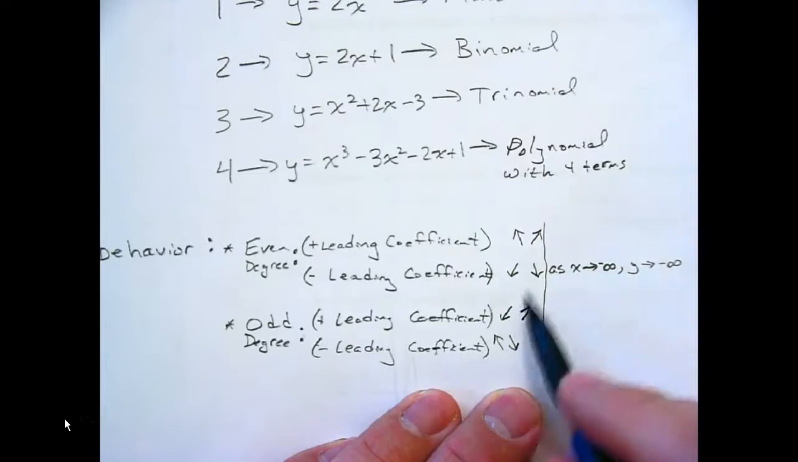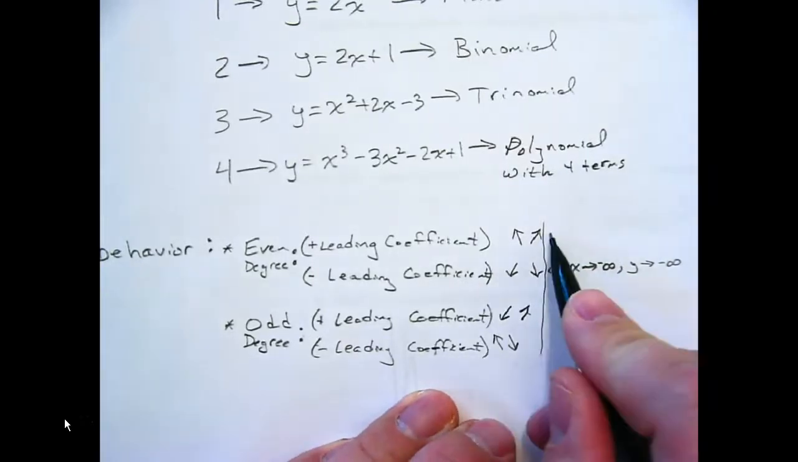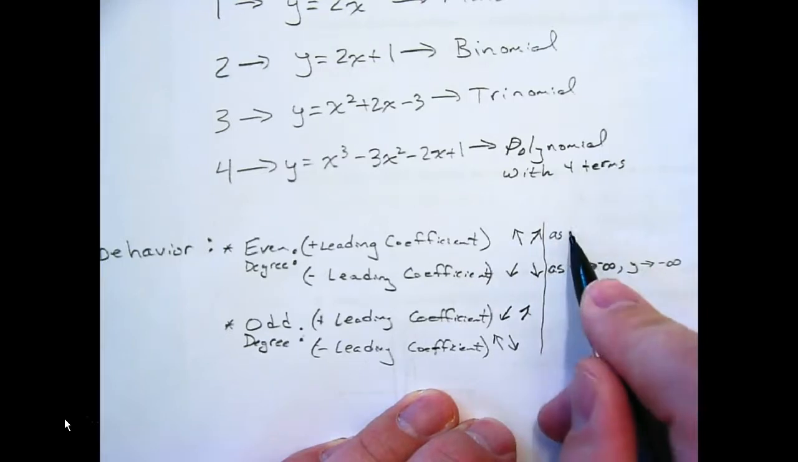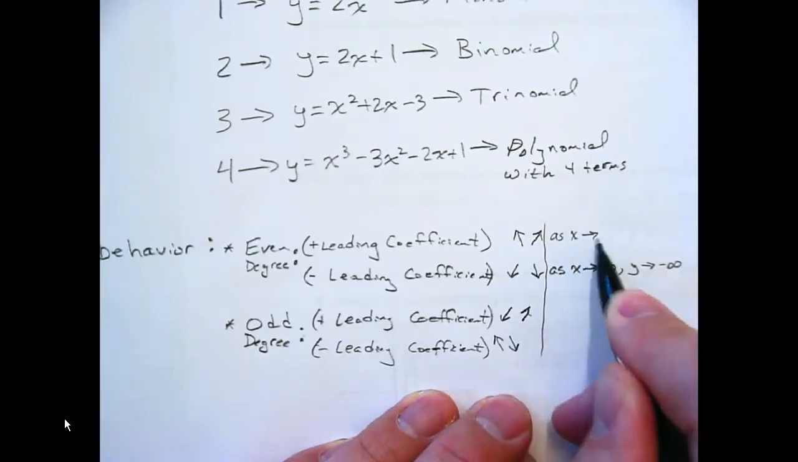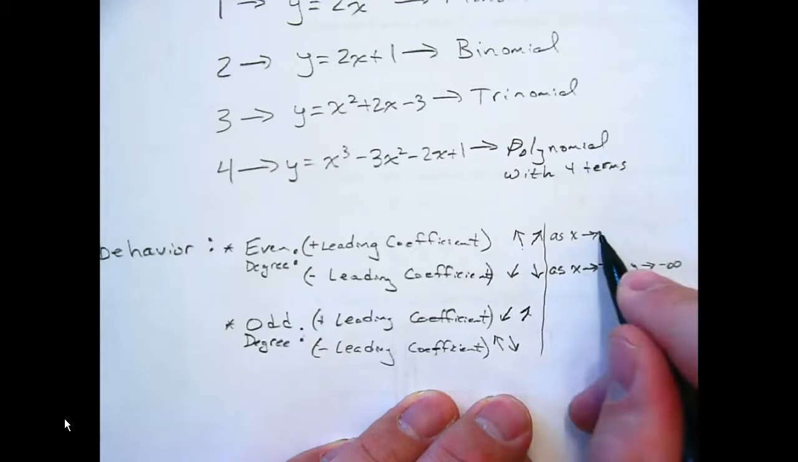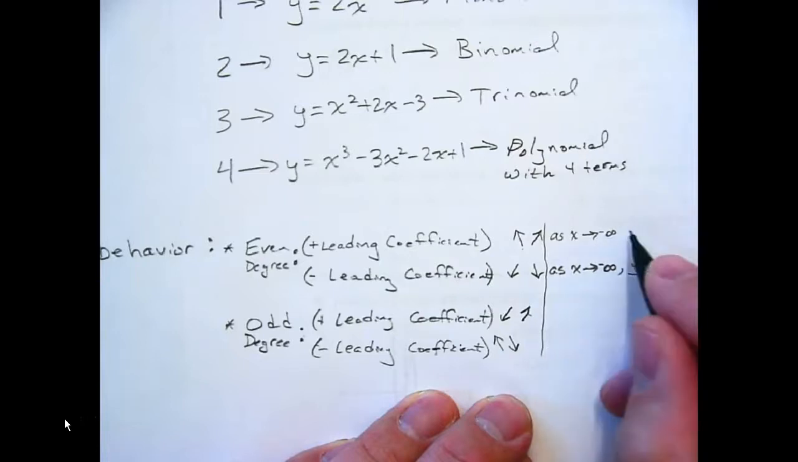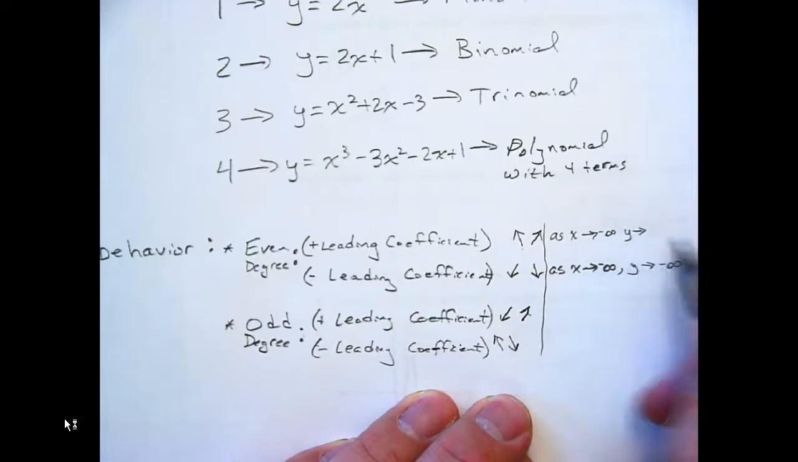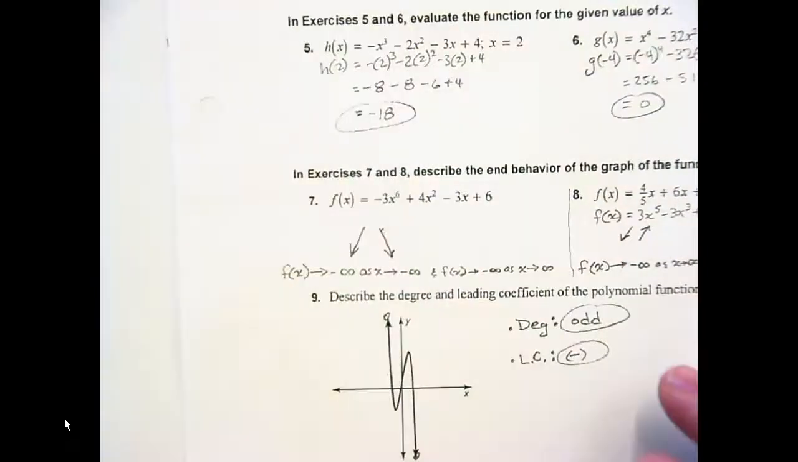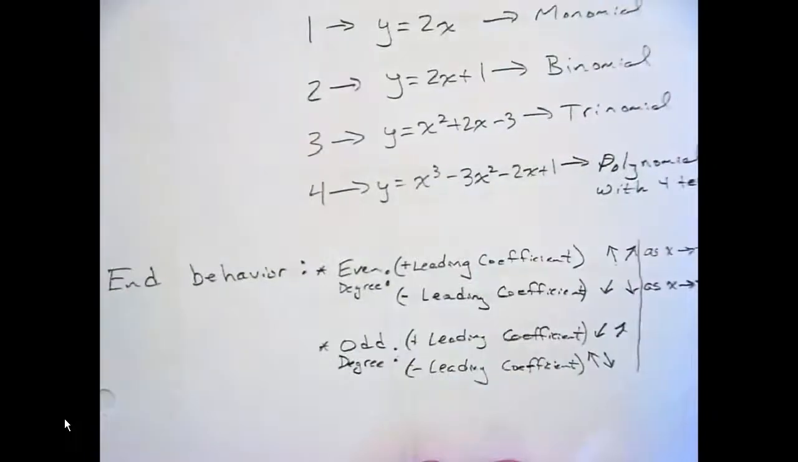Okay, well, let me get this next one in. This one would be as x approaches negative infinity, okay, y would be approaching positive infinity. Okay? All right, now let me point out on both of these, I have only given half the statement.